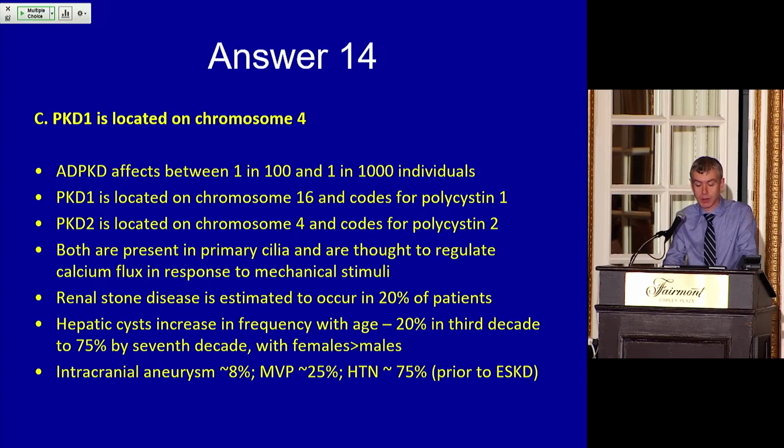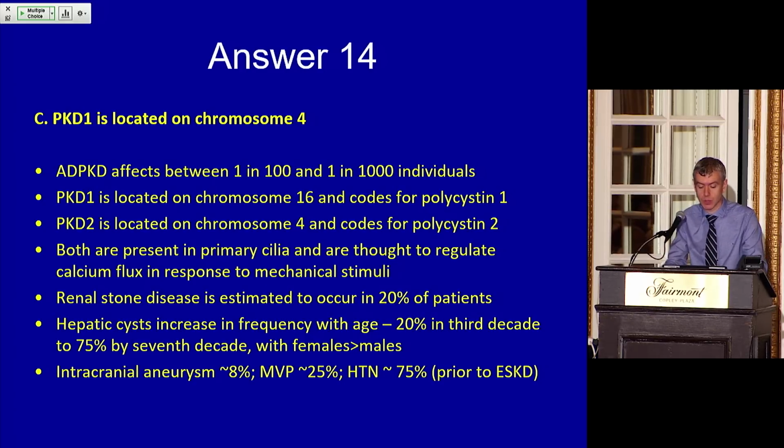PKD1 is located on chromosome 16 and codes for polycystin 1, PKD2 on chromosome 4 and codes for polycystin 2. Both are present in primary cilia and are thought to regulate calcium flux in response to mechanical stimuli. Renal stone disease is estimated to occur in around 20% of patients, therefore much higher than the general population.